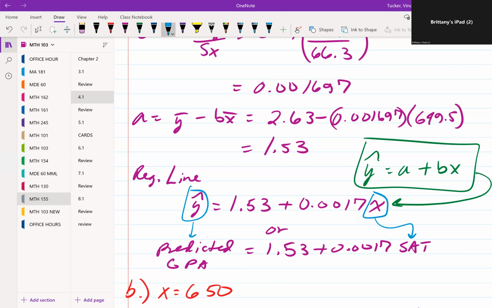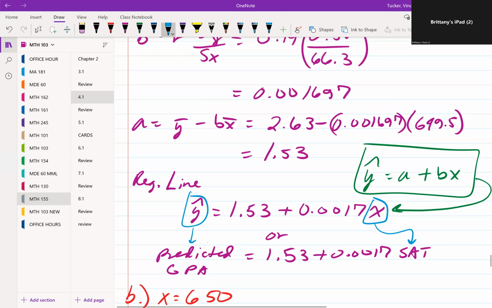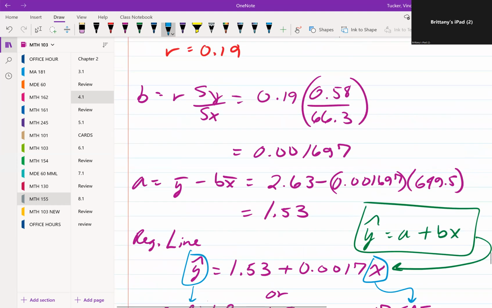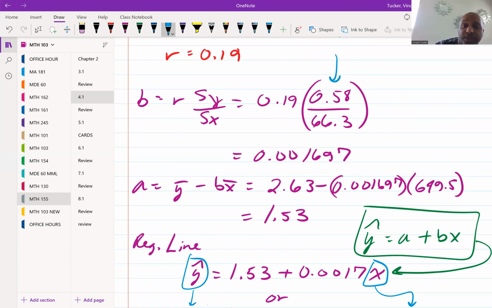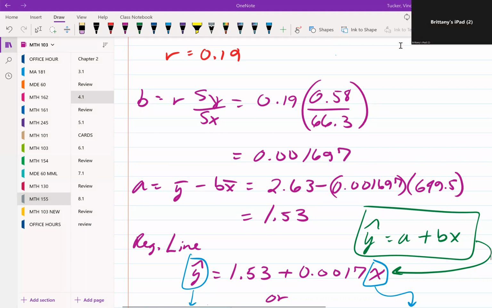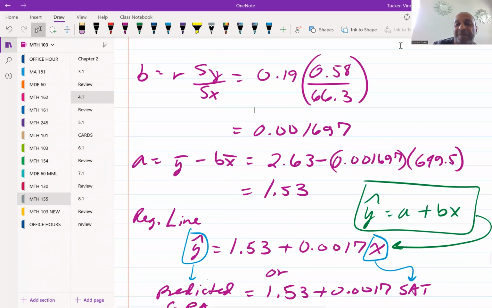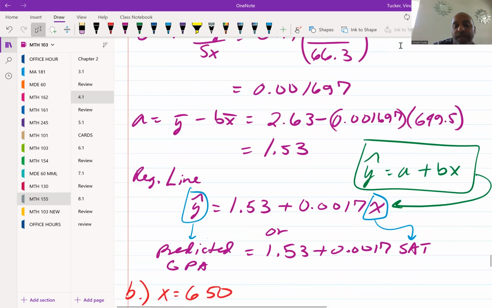The 0.19, you're multiplying that by 0.58 and then dividing 66.3. Yeah, so if you want, because this is in parentheses, what you could do is 0.58 divided by 66.3 first, and then multiply it times 0.19. Thank you. Okay, no problem. So that's all you need? If you have any problems or questions with any of the calculations, feel free to ask.